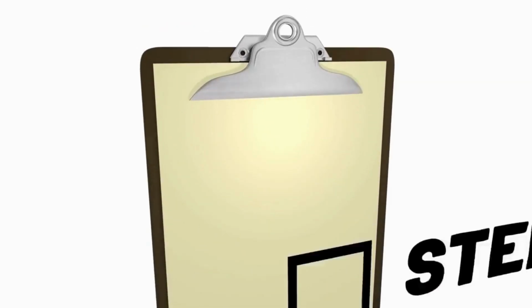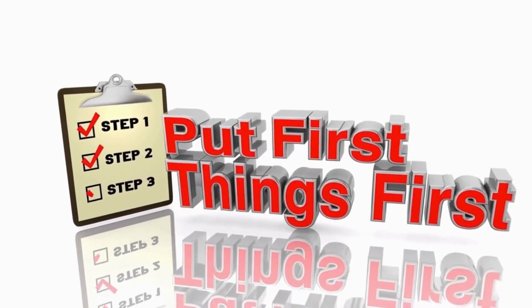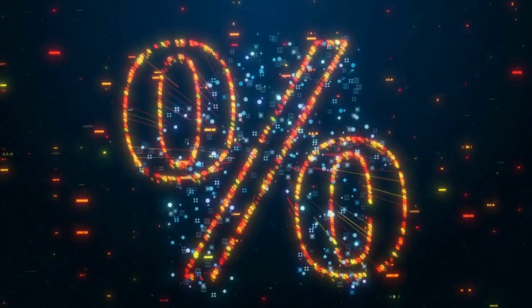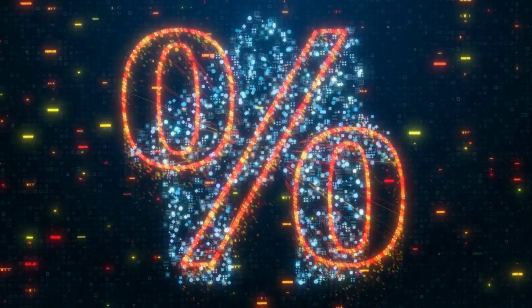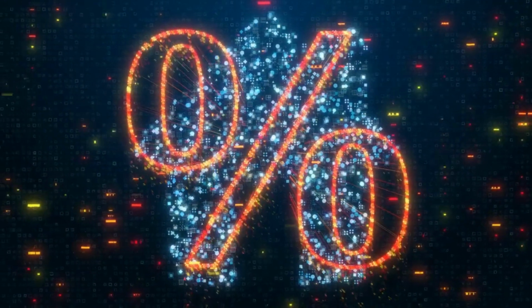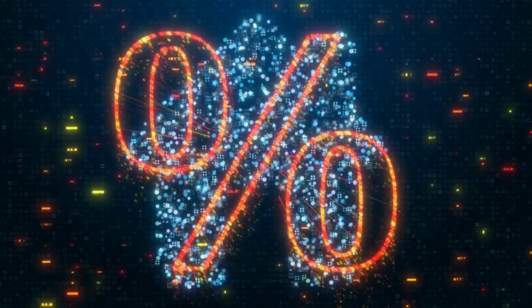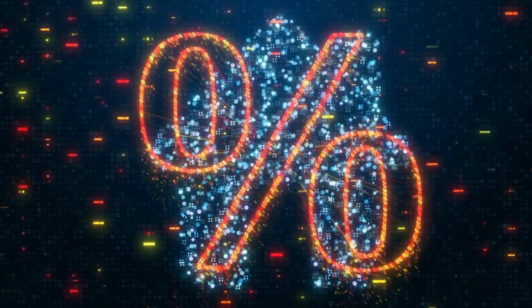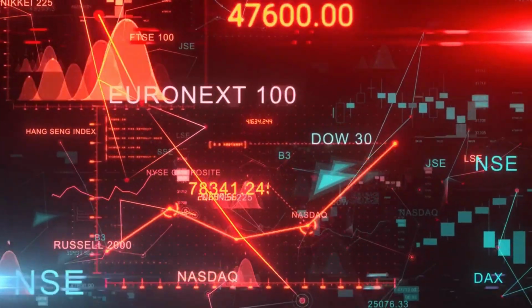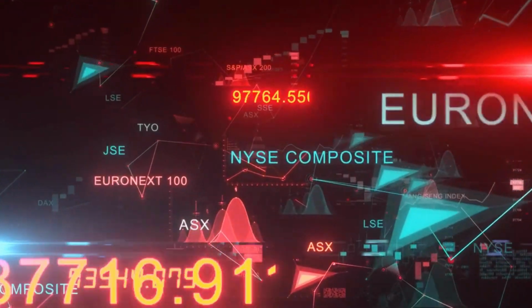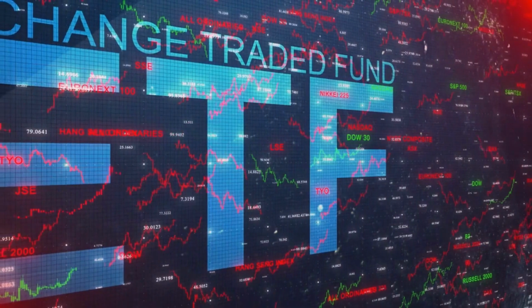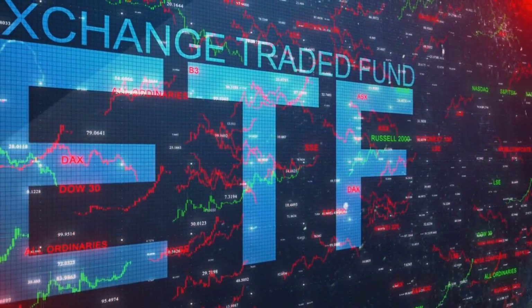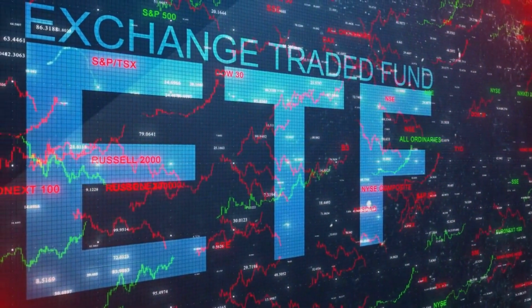Section 1. Understand your investment goals. The first step in choosing the right ETFs is to understand your investment goals. Ask yourself, what are you investing for? Is it for short-term gains, long-term growth, income, or a combination of these? Depending on your goals, you may choose ETFs that focus on specific sectors, regions, or asset classes. For example, if you are looking for long-term growth, you may choose ETFs that invest in emerging markets or technology stocks. If you are looking for income, you may choose ETFs that invest in high dividend-paying stocks or bonds.